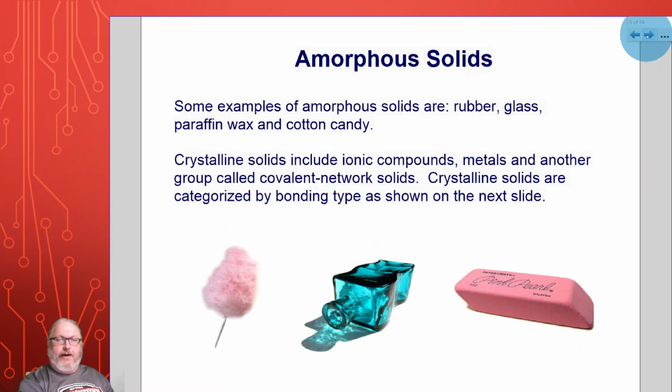Amorphous solids, and I used to deal a lot with those when I was in industry, are like your rubber, most plastics, glass, paraffin wax, candy. All right. Crystalline solids are ionic compounds, metals, and covalent network solids. Crystalline solids are characterized by the bonding type, as we're going to see in the next little slide.